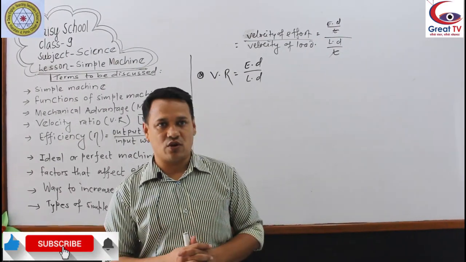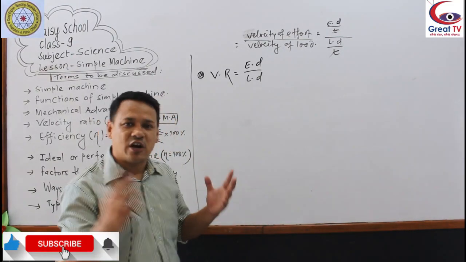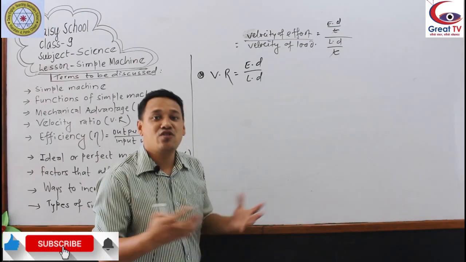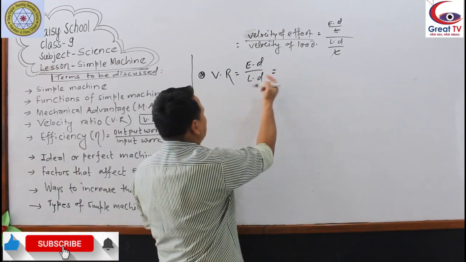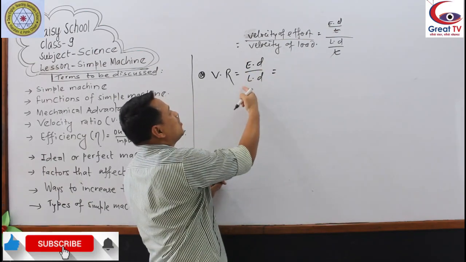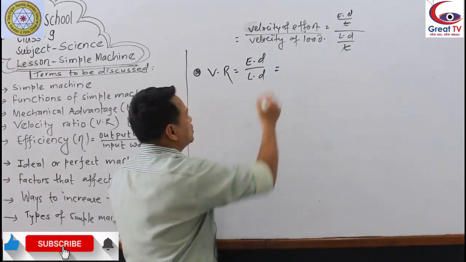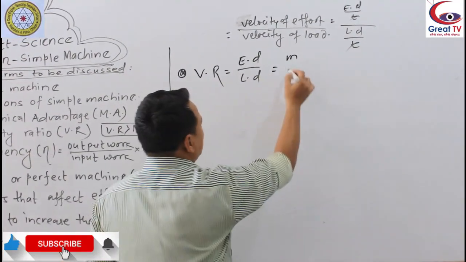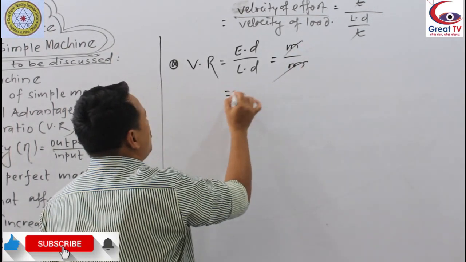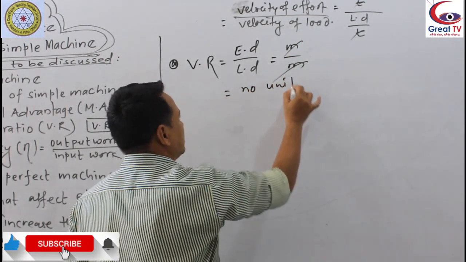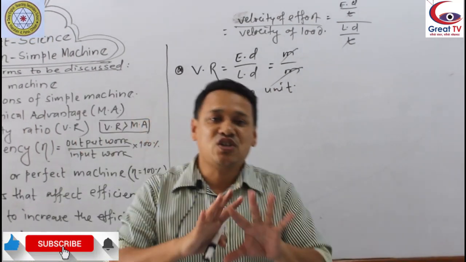Okay, velocity ratio. And what is the unit of velocity ratio? No unit, like the mechanical advantage, no unit. Why? Effort distance, load distance. Distance means length. Length unit is meter. So effort distance unit meter, load distance unit meter. Meter cancels. That's why no unit.